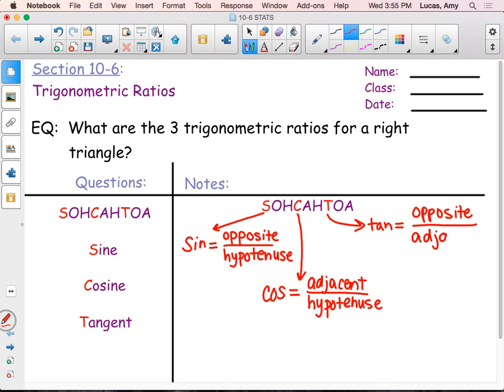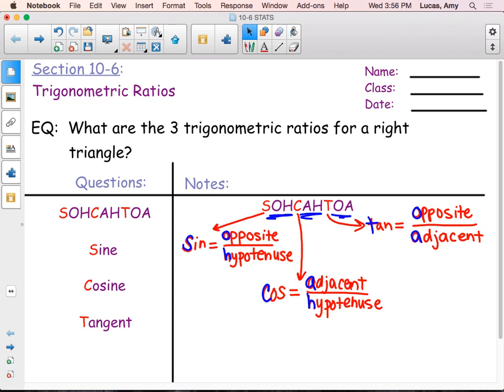So the letters in SOHCAHTOA, hopefully you can see where they come from. Sine is opposite over hypotenuse, that's SOH. Cosine is adjacent over hypotenuse, CAH. And tangent is opposite over adjacent, TOA. So if you can remember the spelling of SOHCAHTOA, it should help you figure out which side goes on the top of the fraction and which side goes on the bottom of the fraction for your ratio.